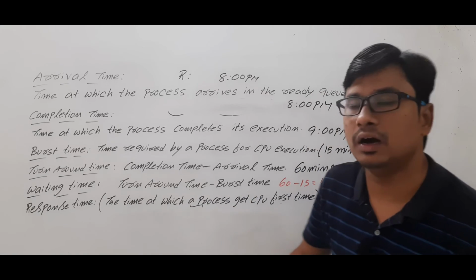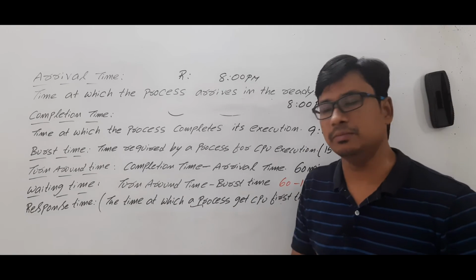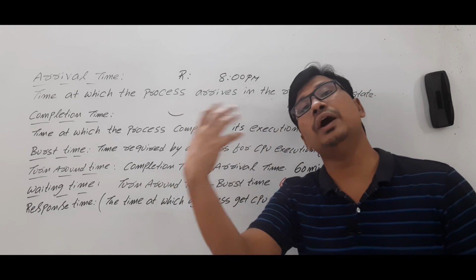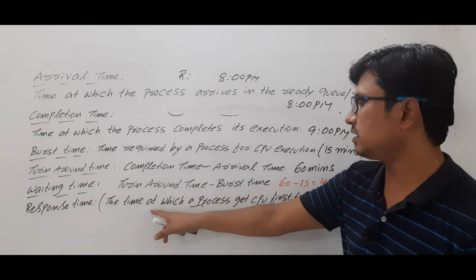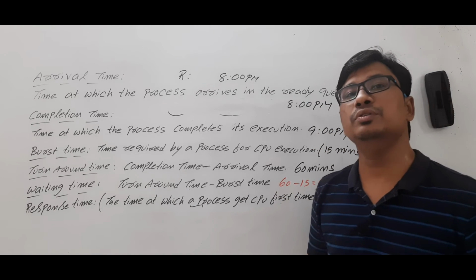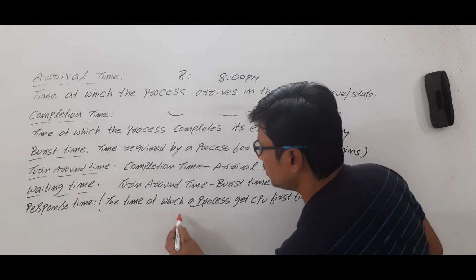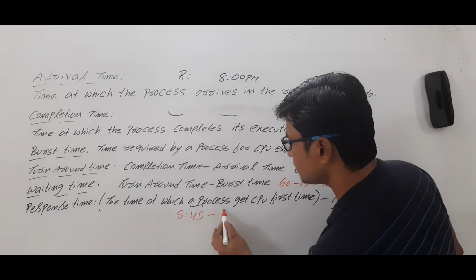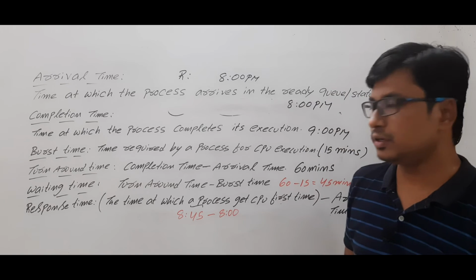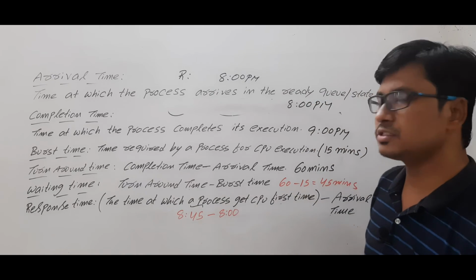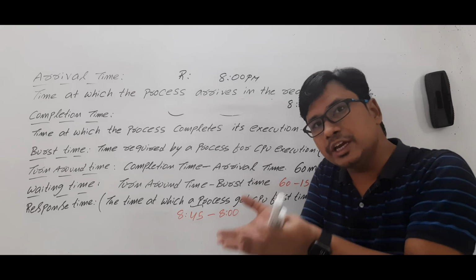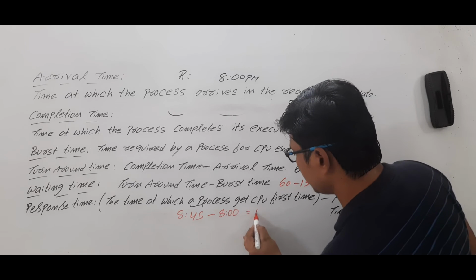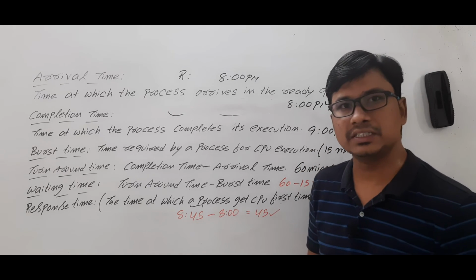Now we will discuss the response time. Response time, in this example, is when the biryani actually came and when you entered the restaurant. Suppose, let's take the time at which the process gets the CPU for the first time. Let's take that you got the biryani at 8:45. Then your arrival time is 8 o'clock. Are you able to understand it or not? Response time is the time at which a process gets the CPU for the first time, when the biryani actually came to you at 8:45, minus the time you arrived, which is equal to 45.